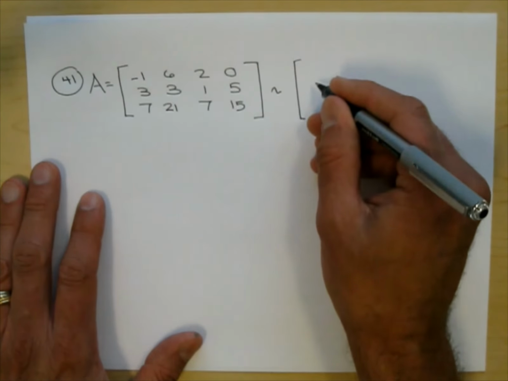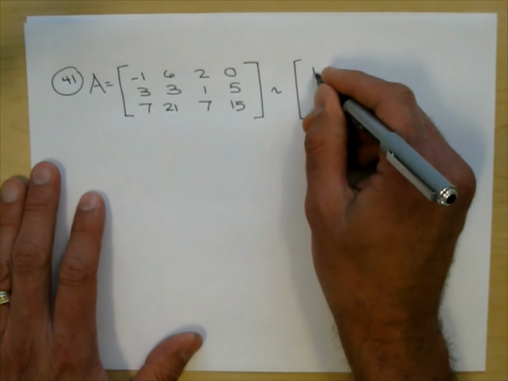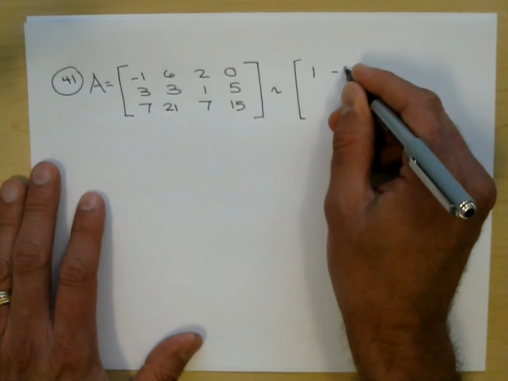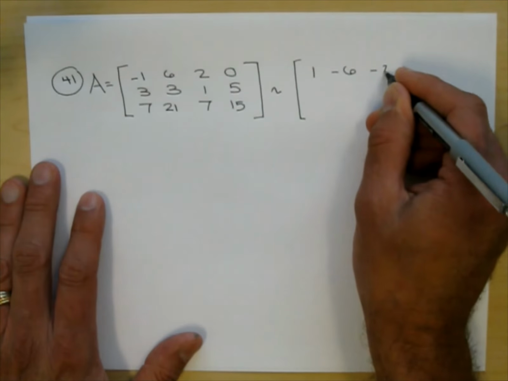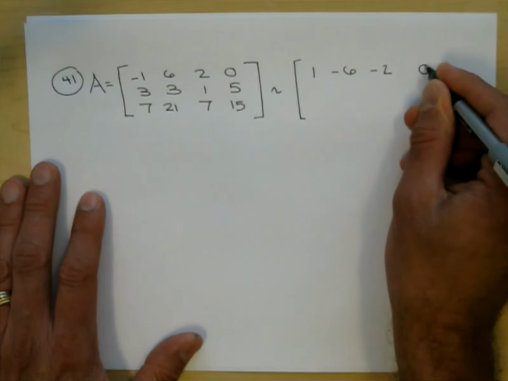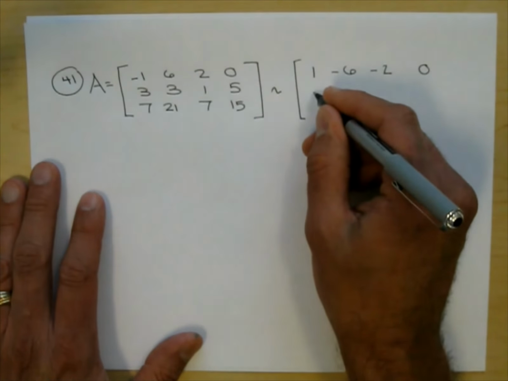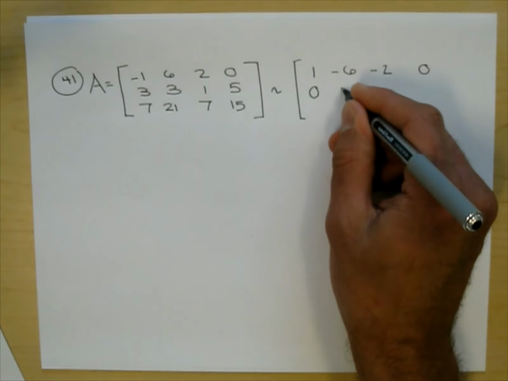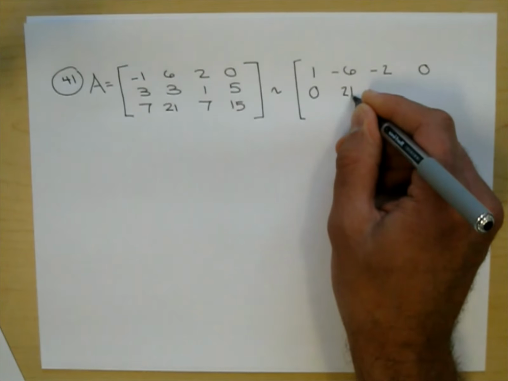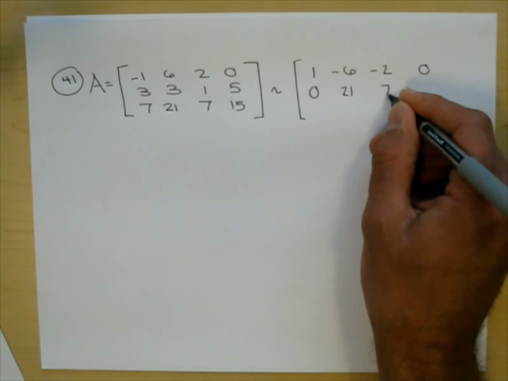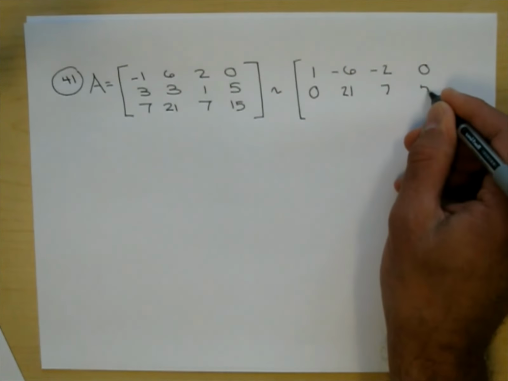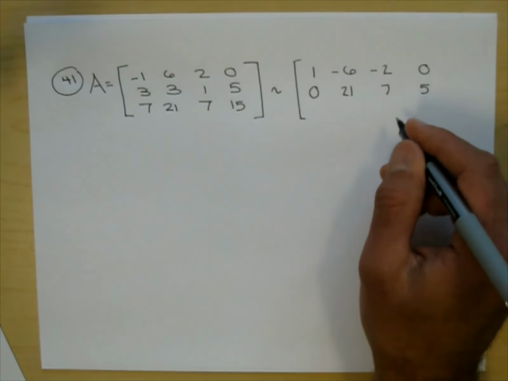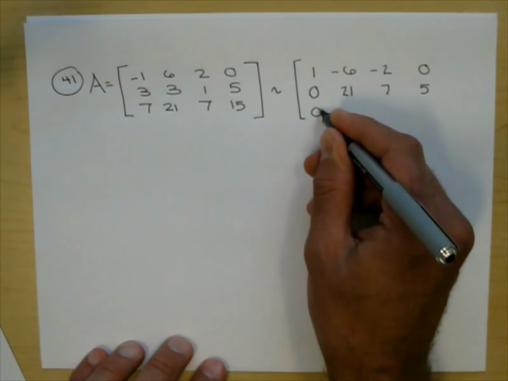Now this matrix can become 1, -6, -2, 0. Then I have 0, 21, 7, 5. And then the last row is just all zeros.